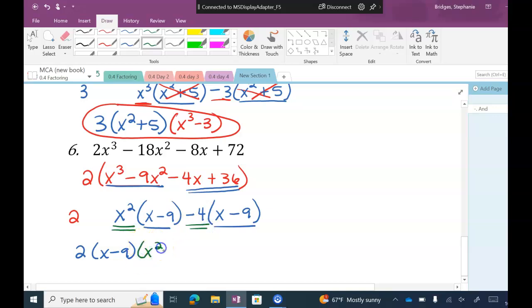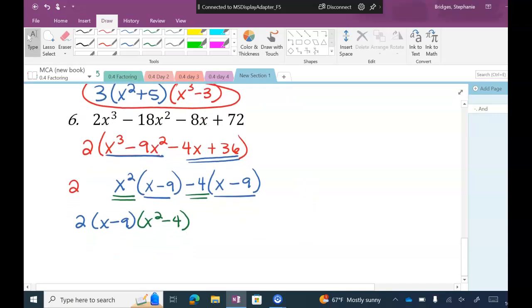Is everybody following so far? All right, and then we need to see if we can continue to factor, starting in your parenthesis, x minus 9. Can that factor? No, 9 is a perfect square, but x is not. What about x squared minus 4? Those are both perfect squares, so that can continue.